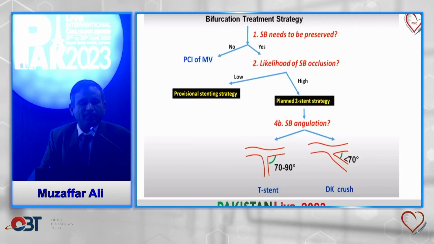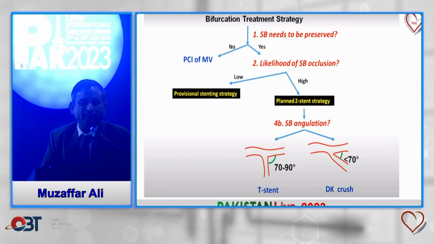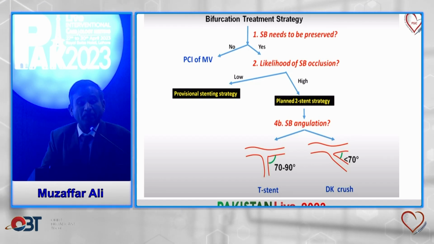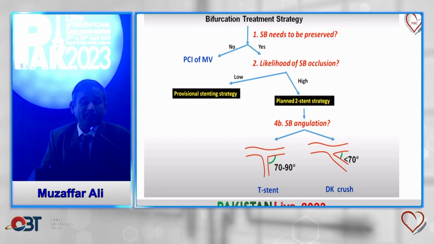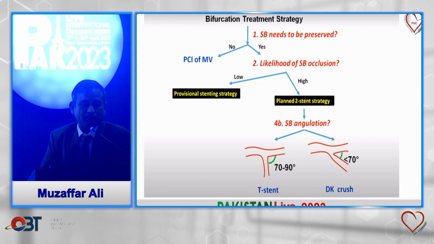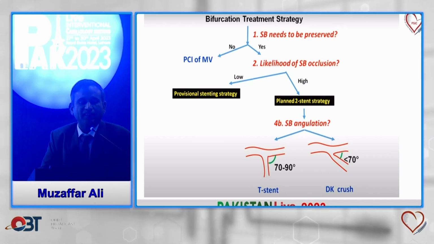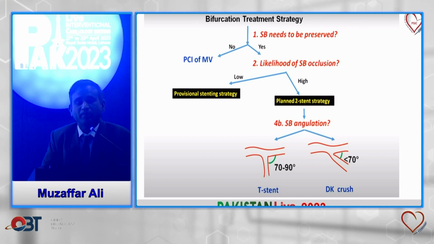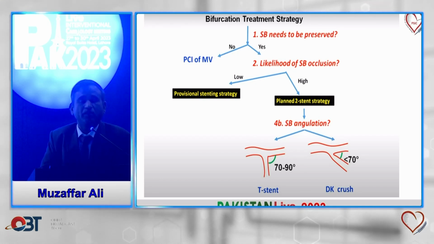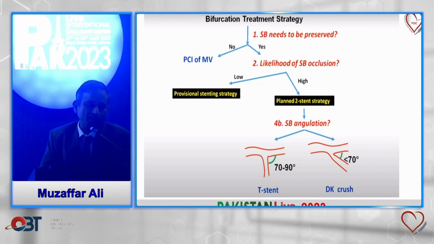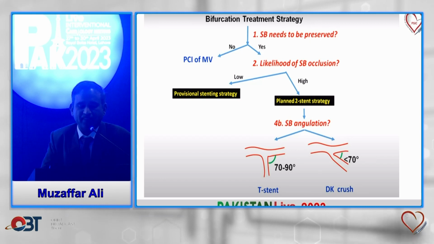So, here is the strategy when there is a bifurcation lesion: you have to think whether the side branch needs to be preserved, whether it is sizable, meaningful, or clinically relevant. Then go for the planned 2 stent upfront strategy, otherwise the provisional strategy is better. Or when there is a high likelihood of side branch sacrifice after PCI, then you can opt for this 2 stent strategy. Otherwise, it's better to go for the provisional strategy.